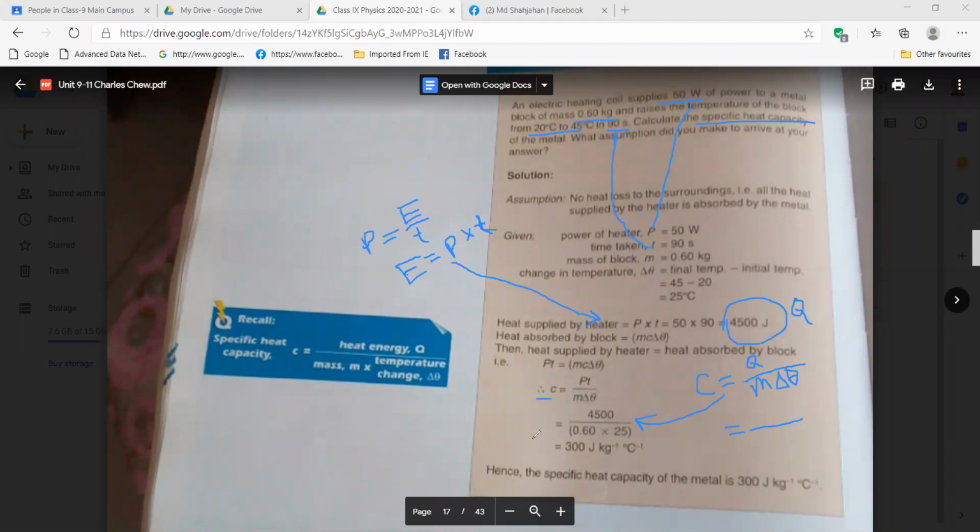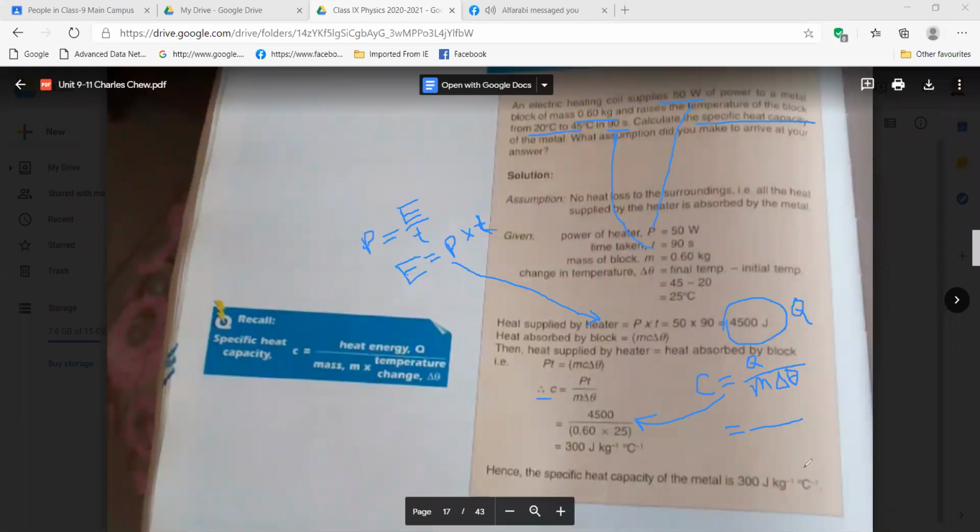So you got the idea how to do it? Sir, in specific heat capacity, we have to write kg in the answer. Yes, joules per kg degree Celsius or Kelvin. You are correct. So in specific heat capacity, we are using joule per kg per degree Celsius, but in heat capacity, we had only joule per degree Celsius.